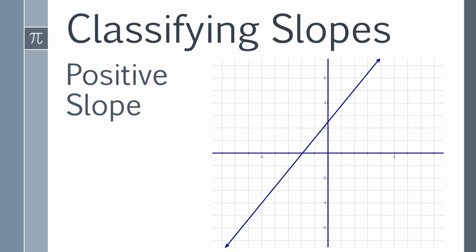So you'll see here that we have a slope going up as we travel from left to right along this line. So we would call that a positive slope. So as we move from left to right, we go up.